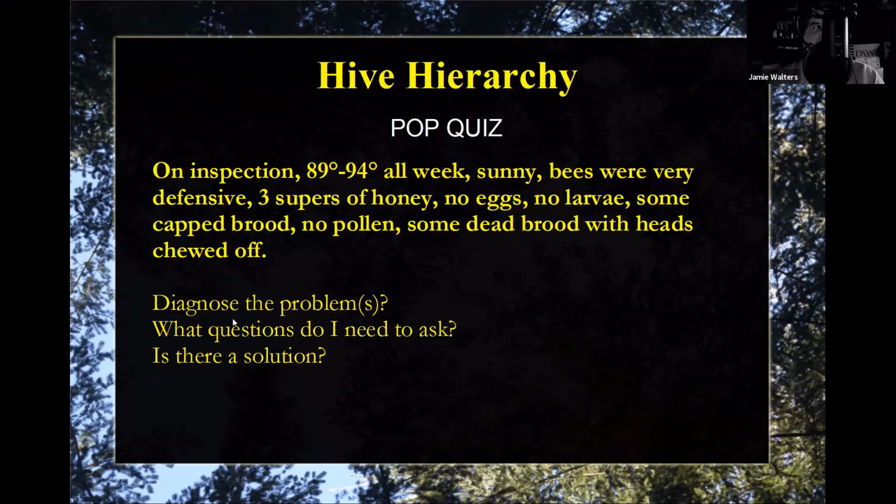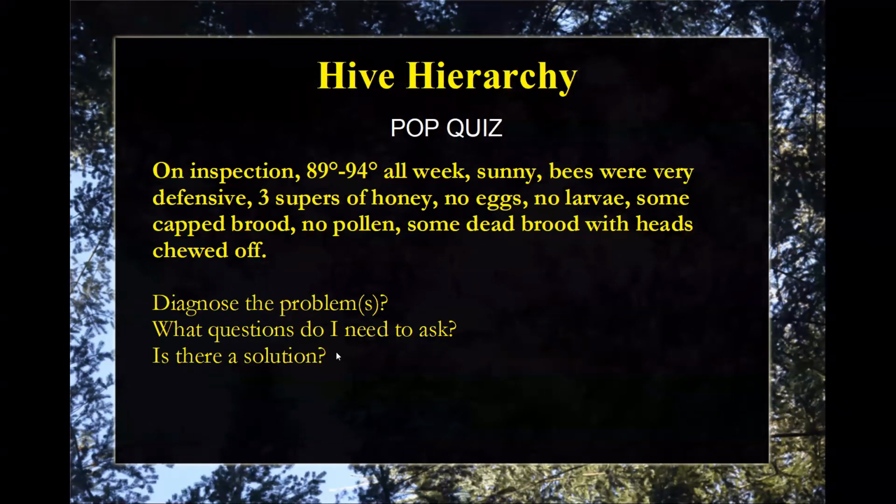How could I revert this? Is there a solution to this? Give them some food. What could you feed them? Protein. Pollen. Pollen patties, absolutely, or something. Maybe. 3 supers of honey. Yeah, because it says no pollen.